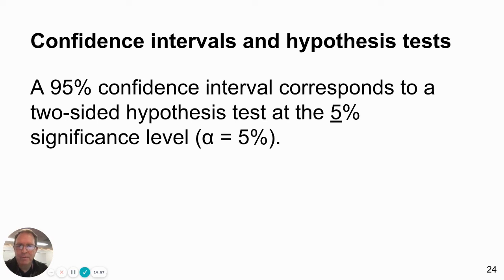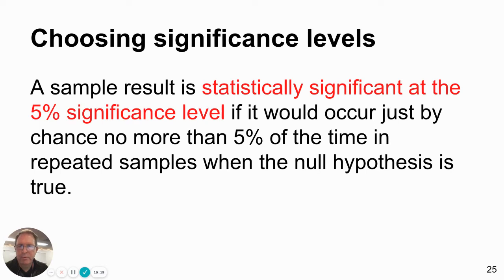The 95% confidence interval corresponds to a two-sided test at the 5% significance level, or alpha equals 0.05. So your 95% confidence interval will give you the same answer as your two-sided hypothesis test at the 5% significance level. A sample result is statistically significant at the 5% significance level if it would occur just by chance no more than 5% of the time in repeated samples when the null hypothesis is true.